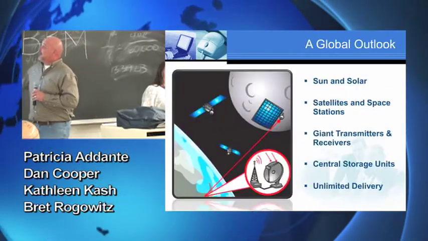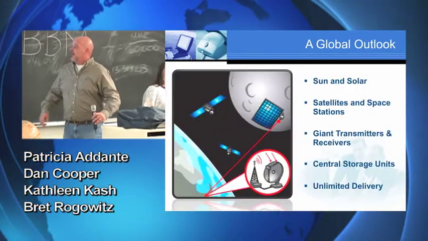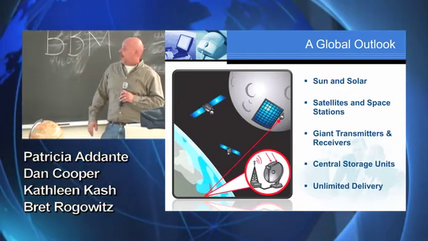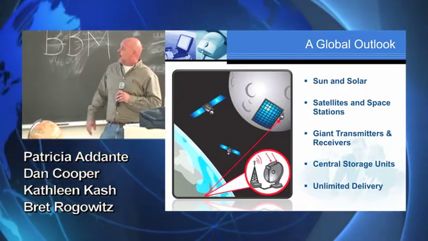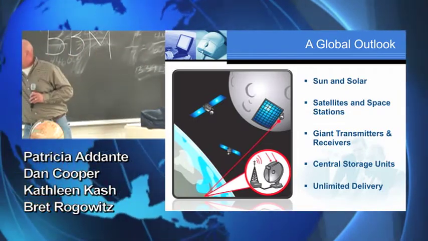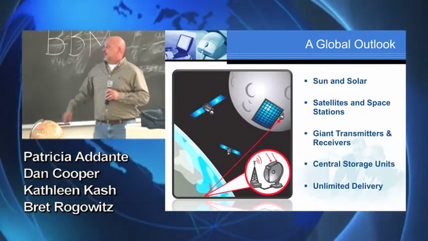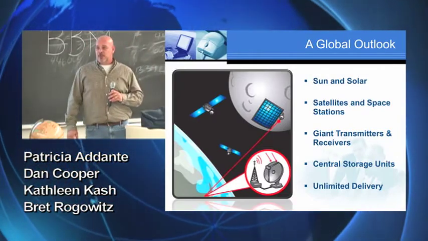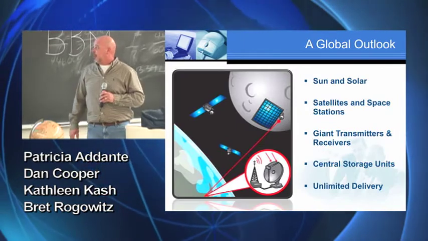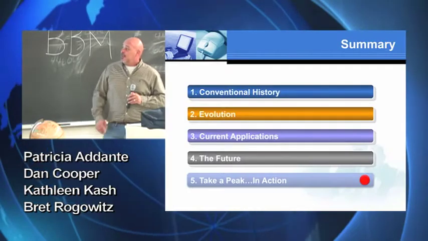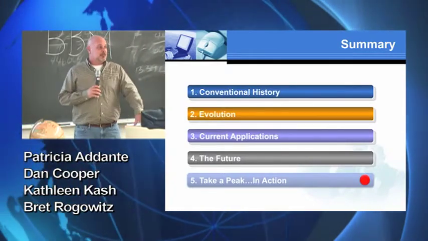Next slide. Later on down the road, this is what we're looking at. Transmitting power from the sun to satellites in the sky. So sun and solar power, satellites to space stations, down to giant transmitters here on Earth and receivers to a central storage unit. And then it's supplied to every house, every school, every device in the world. Next slide. Here's an actual look in space of what it's going to look like. And that's it.